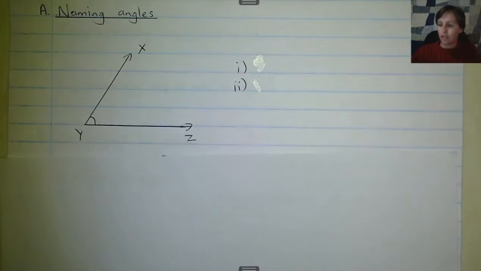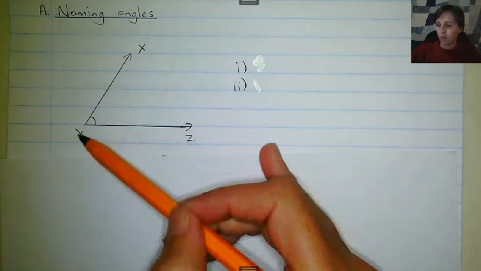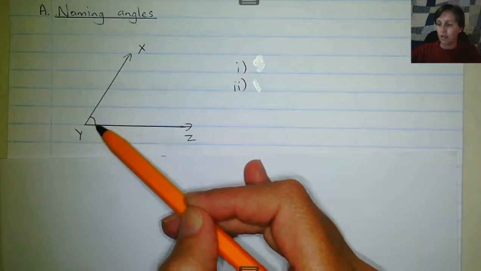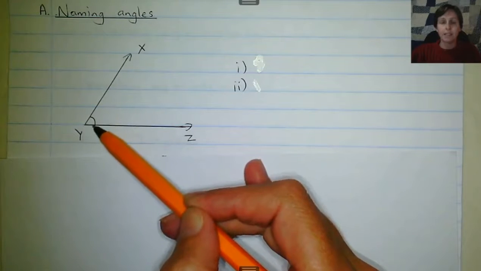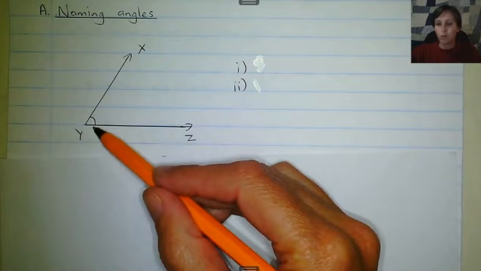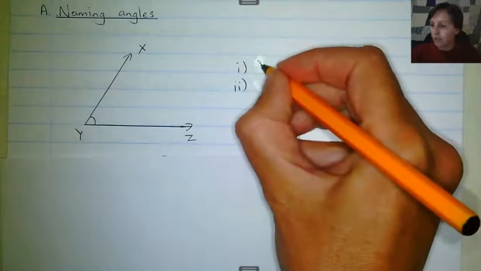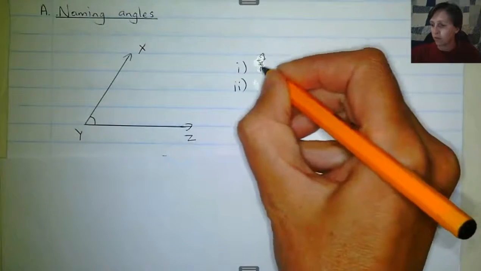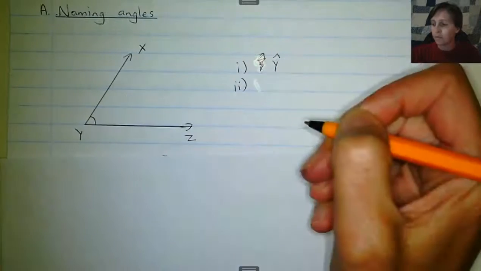So if we have a look at this angle, we have an X, Y, Z, and the corner here, this vertex at Y has been indicated. That means that this is the angle that we're talking about. We have two ways of naming it. The easy way of naming it is saying that that is angle Y. Let's write it here, angle Y.